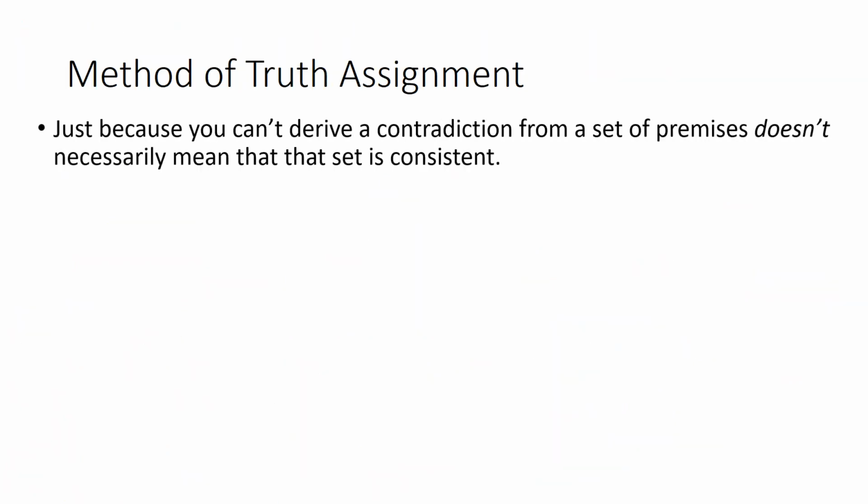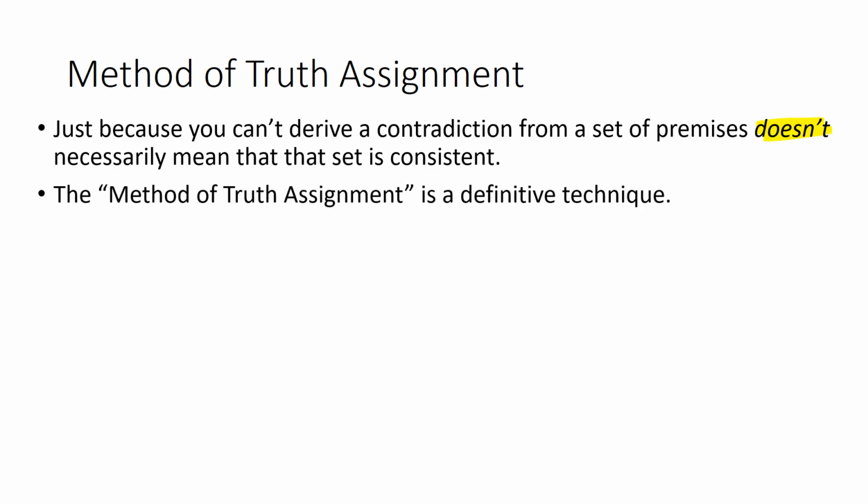This is an important note. Just because you cannot derive a contradiction from a set of premises doesn't necessarily mean that the set is consistent. And we want to be able to show a given set of premises is consistent or that it is inconsistent. The method of truth assignment is a definitive technique to do just this.